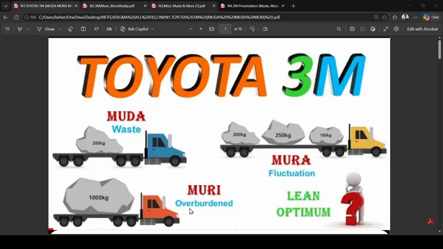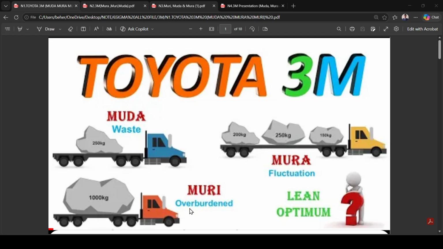O means overproduction. Overproduction is producing more than required; if 100 are required, you produce 200. That is one type of waste. Another O means overprocessing, that is doing more work than needed. Then D means defects. Defect means errors and rework.